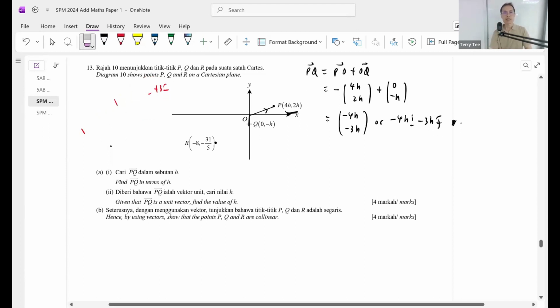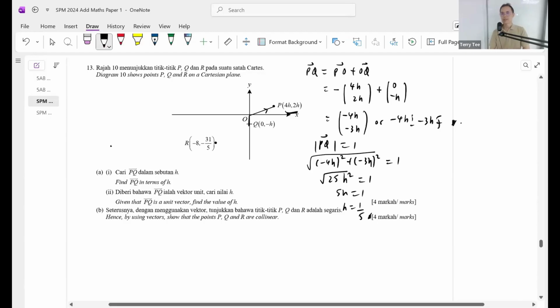So I'm just going to use my magnitude of this vector PQ, right? Magnitude of vector PQ, I let it be 1. So let's take negative 4h and I square it, followed by negative 3h and I square it. Put the square root over, the result is 1. So 4 squared is 16, 16 plus 3 squared is 9, is 25h squared, right? Let me write nicely here, this is a bit ugly. 25h squared, square root, that gives us 1. So 5h is 1, h is 1 over 5. Sorry, I wrote here a bit ugly. Okay, so that is the value of h, right?